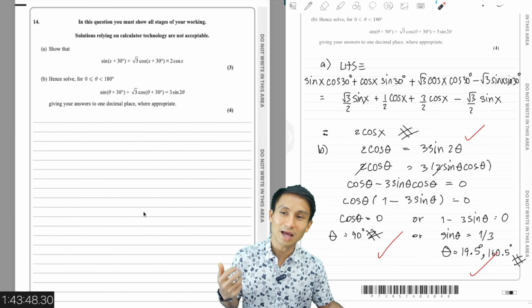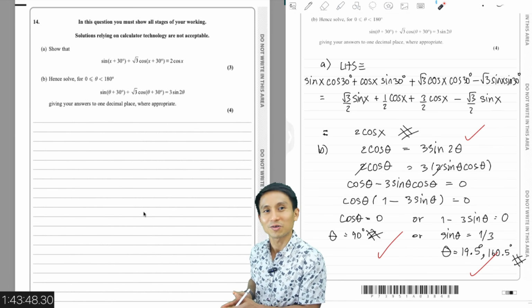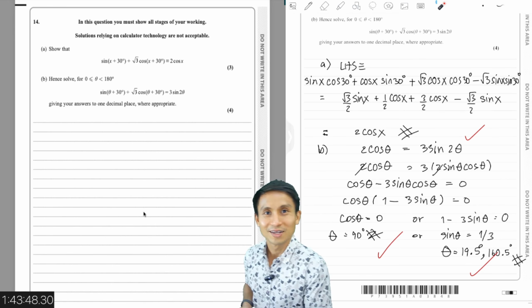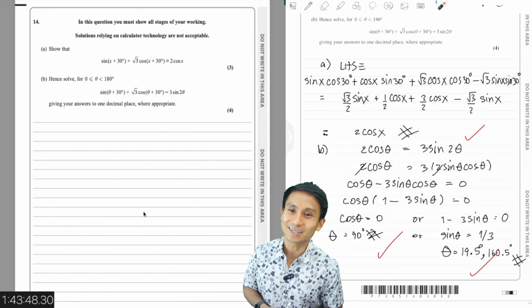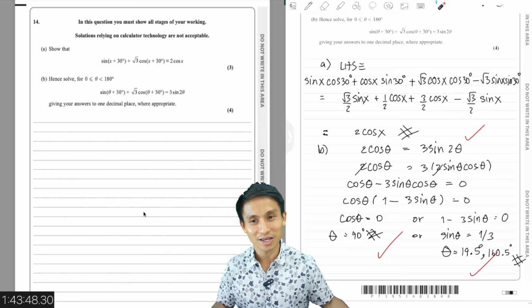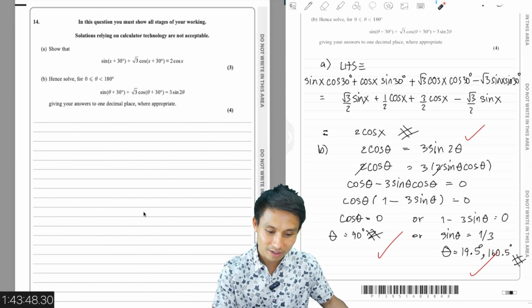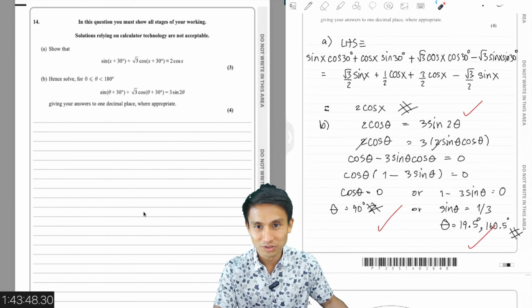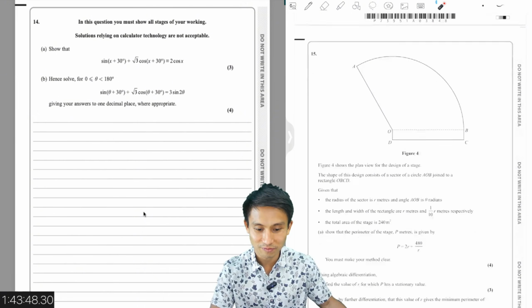In my country, we can't use a calculator until college. So we have to remember all those values. And since then, I never forget those values. Anyway, part B is just solving it. So you prove from part A and use it in part B. So that should be fine.